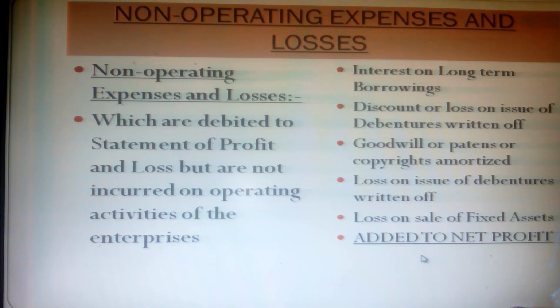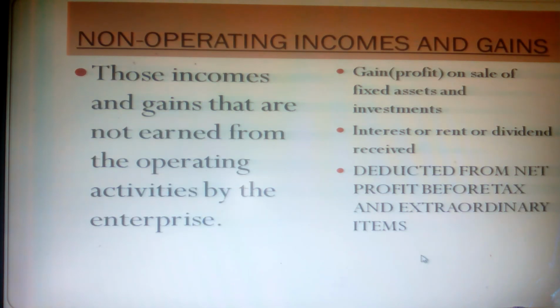Okay. Similarly, non-operating incomes and gains. Here also, these are incomes and gains that are not earned from the operating activities of the enterprise. Correct. So gain or profit on sale of fixed assets and investments are examples of non-operating income and gains. Then interest or rent or dividend received. All these things are deducted from net profit before tax and extraordinary items. Non-operating incomes are going to be deducted. Non-operating expenses are going to be added.